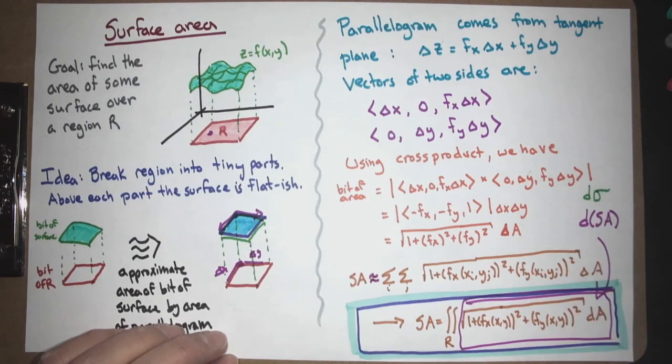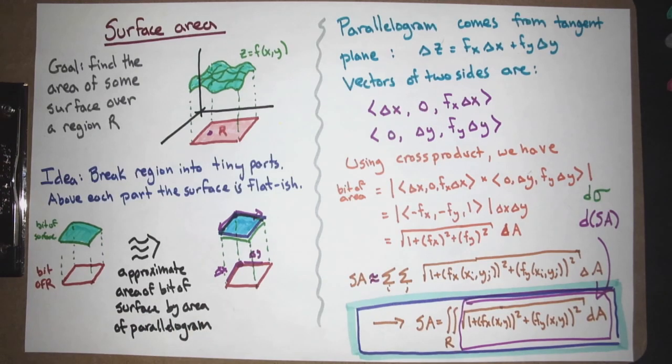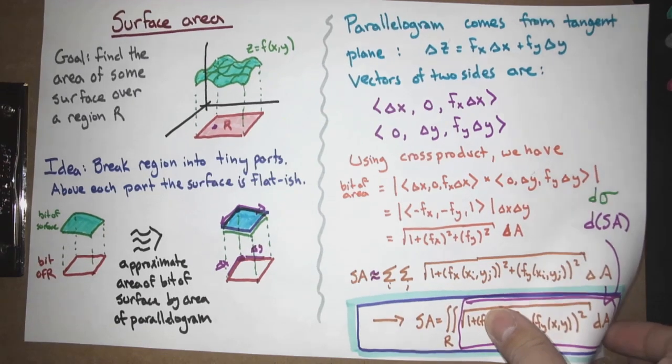The book uses d sigma, which makes no sense. SA, surface area. That sounds better. All right. Well, let's try a problem with surface area.